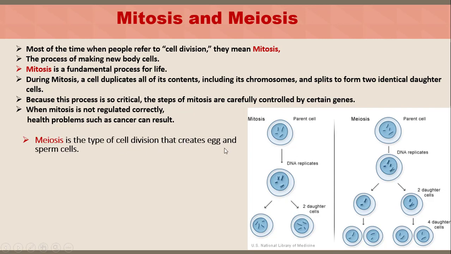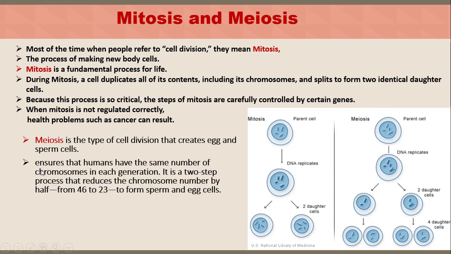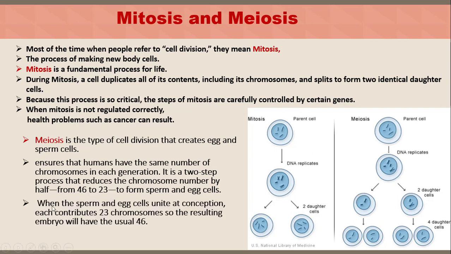When it comes to meiosis, meiosis is the type of cell division that creates egg and sperm cells. It ensures that humans have the same number of chromosomes in each generation. It is a 2-step process that reduces the chromosome number by half, from 46 to 23, to form sperm and egg cells. When the sperm and egg cells unite at conception, each contributes 23 chromosomes, so the resulting embryo will have the usual 46 chromosomes.